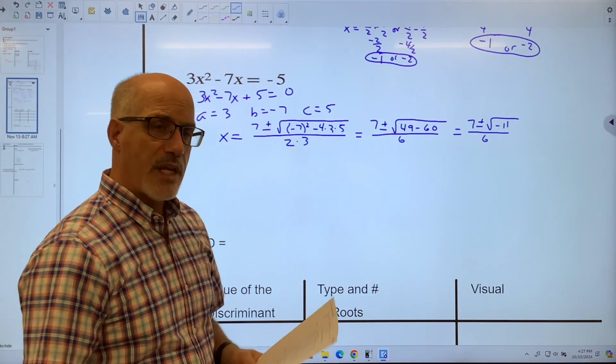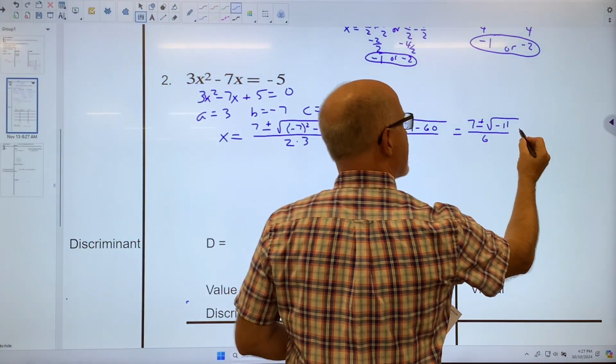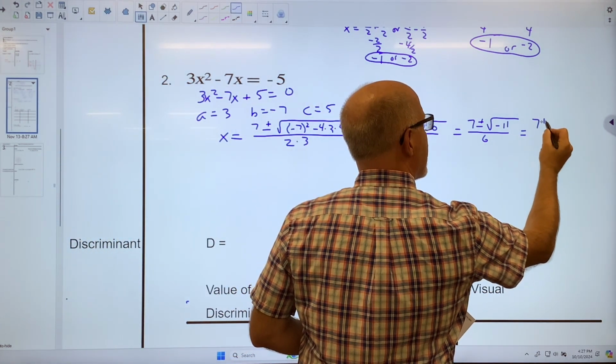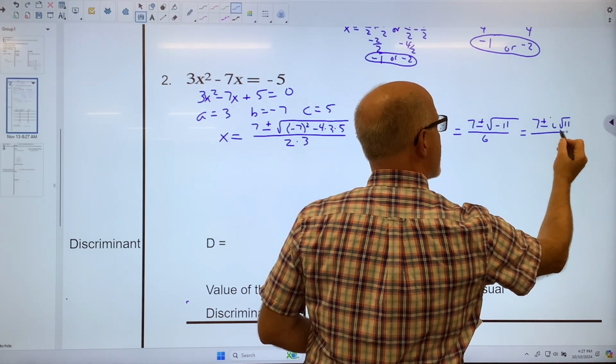So what do you do when you have the square root of a negative? You take the i out. So I'm going to have 7 plus or minus i square root of 11, all over 6.